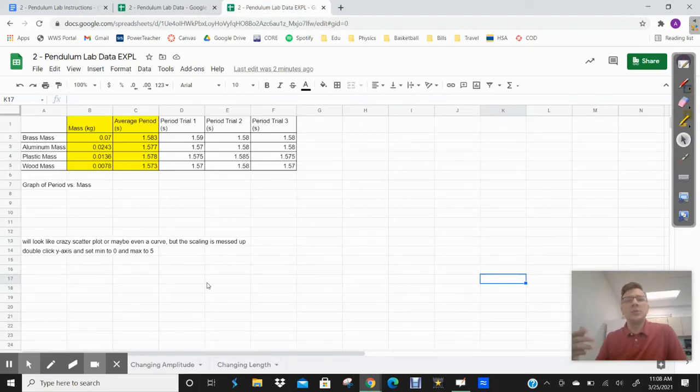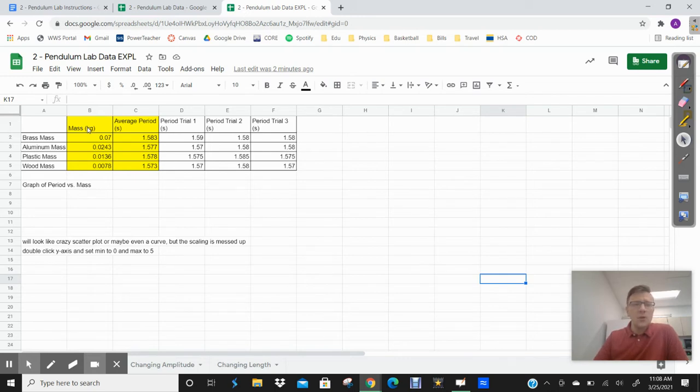Brengle, and today we're going to be talking about the graphing for the Pendulum Lab that we did. So here I have actually already taken data for the lab, and all I'm going to be doing is going over how to graph the data.